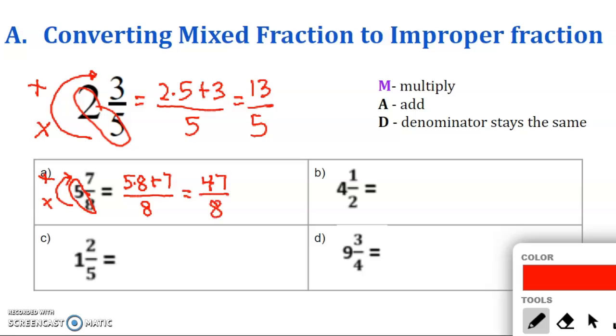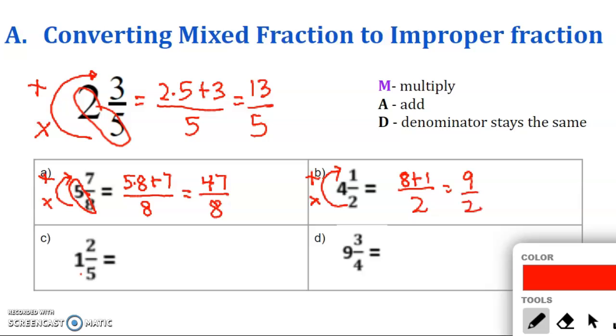Okay, I want you to pause the video and try to do these 3 problems yourself. Okay, the answers are 3, 2, 1. So again, you're going from bottom to the top by multiplying and adding first, and that's my MAD face. 2 times 4 is 8 plus 1, and the denominator stays the same, so it is 9 over 2.